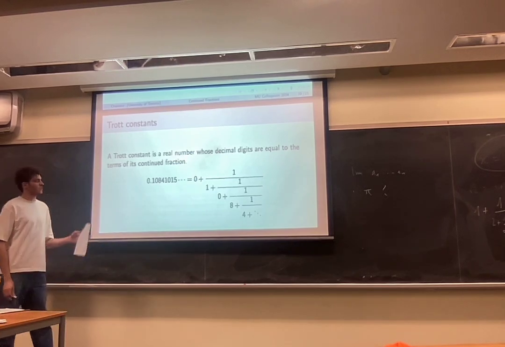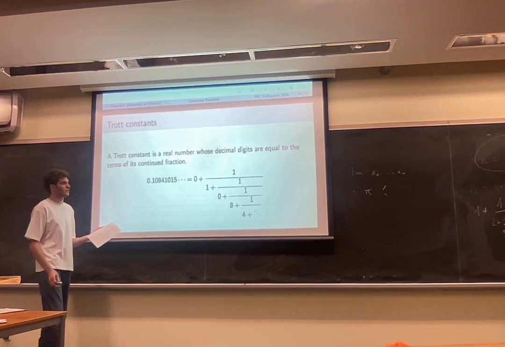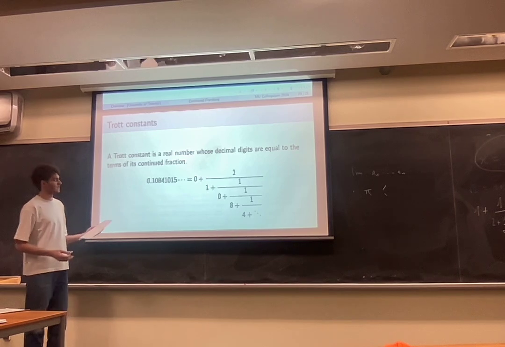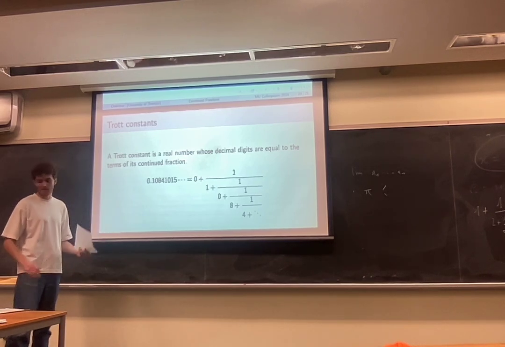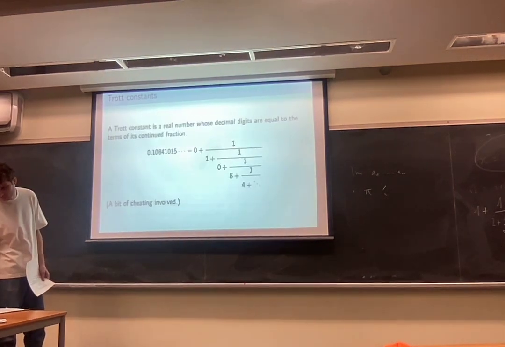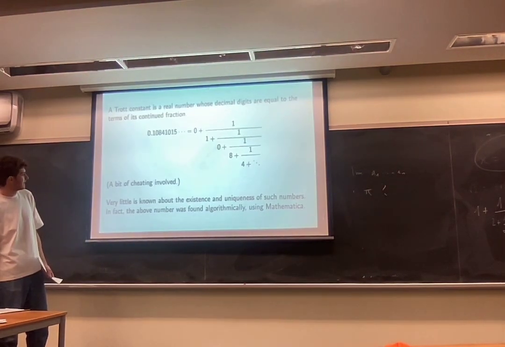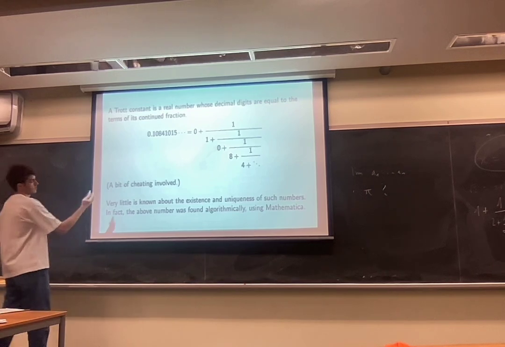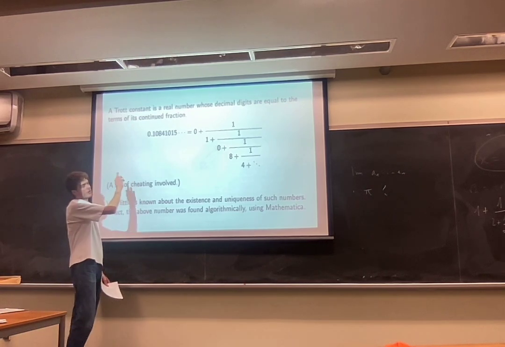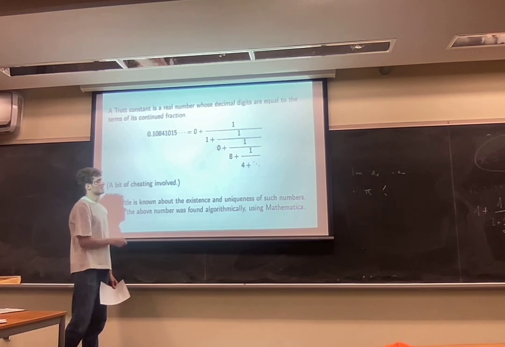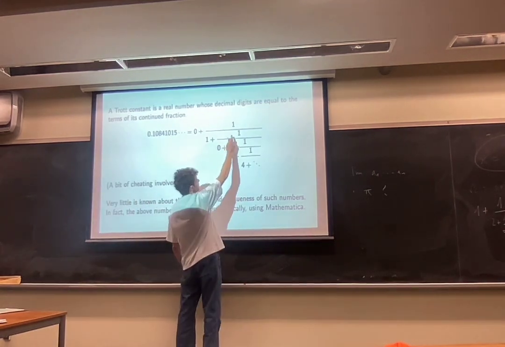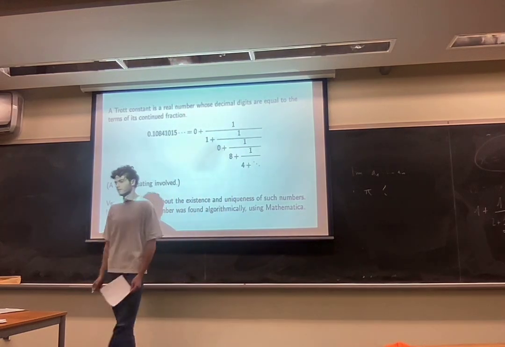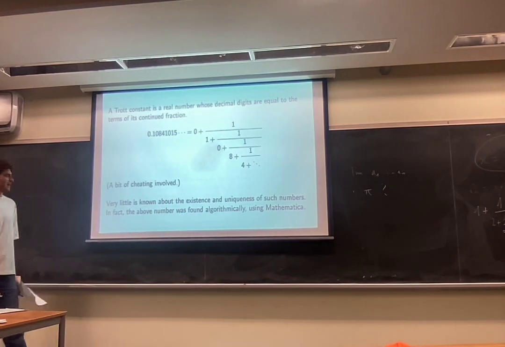The way this was shown is that there's no theorem that proves existence or uniqueness of this. The way Mr. Trot found this constant was just by an algorithm on Mathematica. So a bit of cheating involved. Very little is known about the existence and uniqueness of such numbers, and this was found algorithmically using Mathematica. There are a few other numbers that have been found, but I think it's even more cheating because they're not even simple continued fractions. They're generalized continued fractions, so the numerators are also different from 1. But the point is, we really know nothing about these numbers.